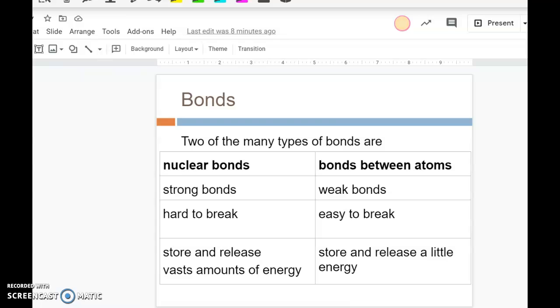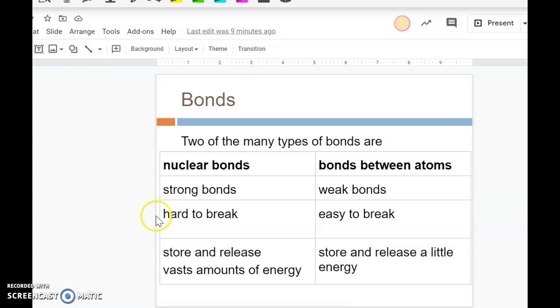Now, before we can talk about how the sun makes its energy, we have to talk about bonds. A little bit of background information. There's lots of different types of bonds. We're going to talk about nuclear bonds and bonds between atoms. When you form a bond, it stores energy. When you break that bond, it releases energy.